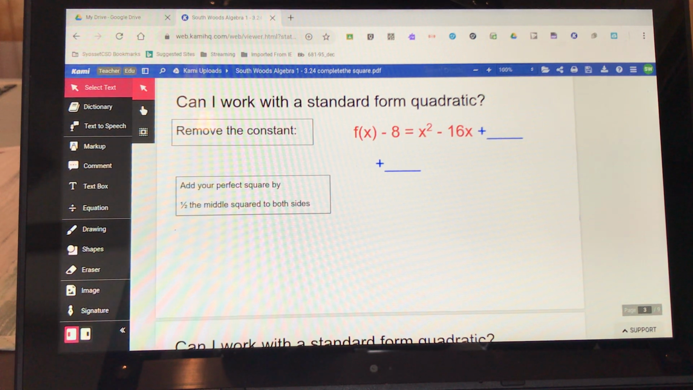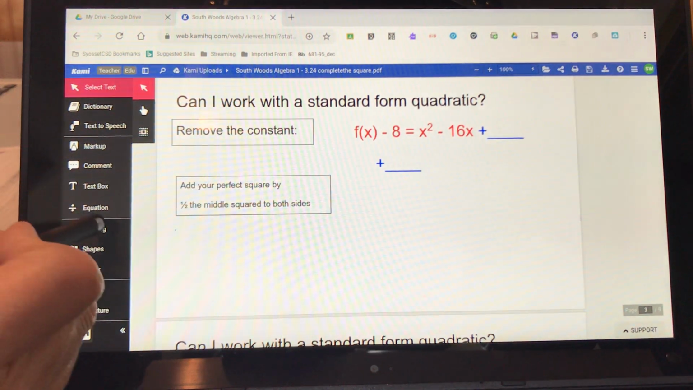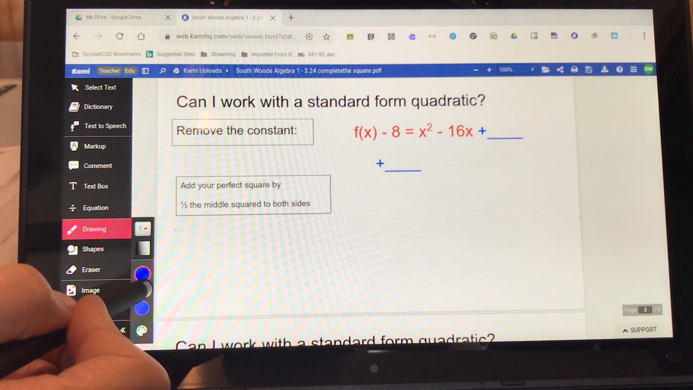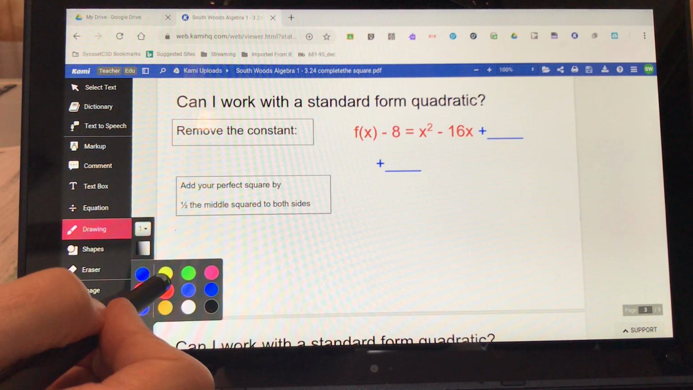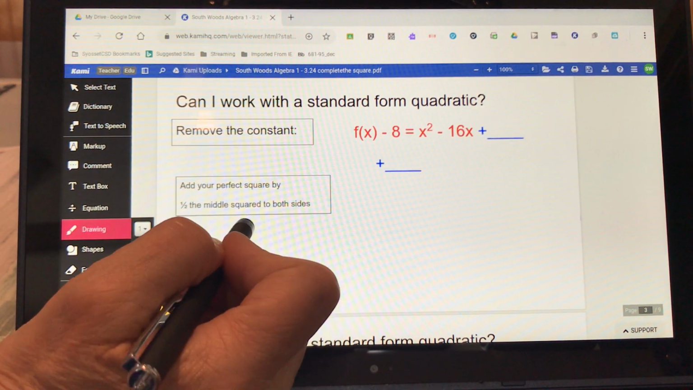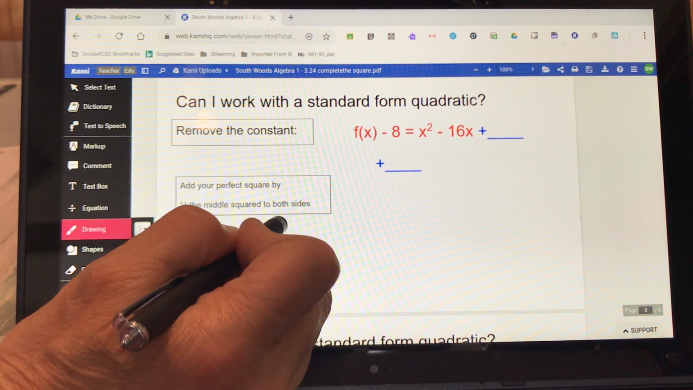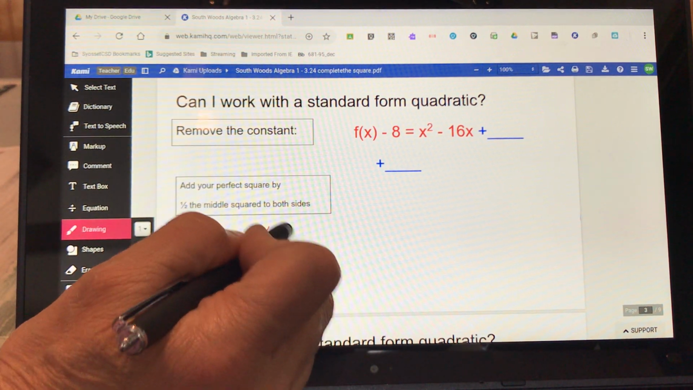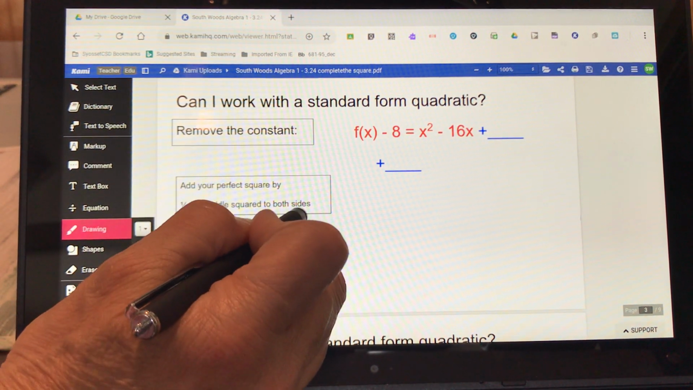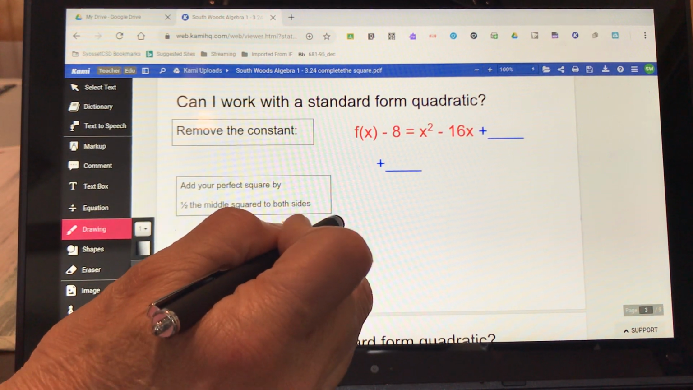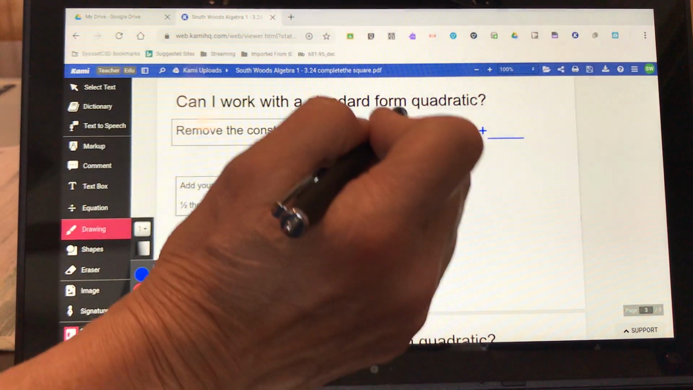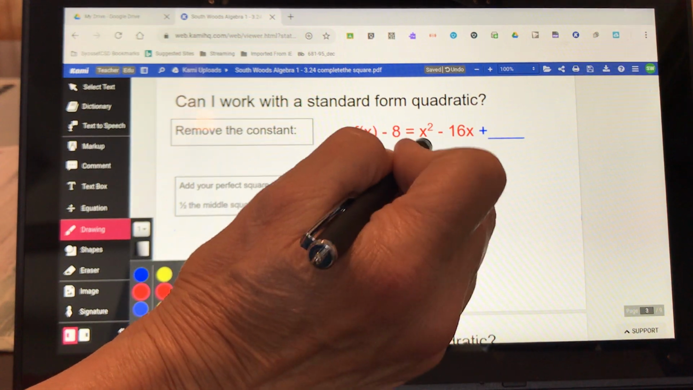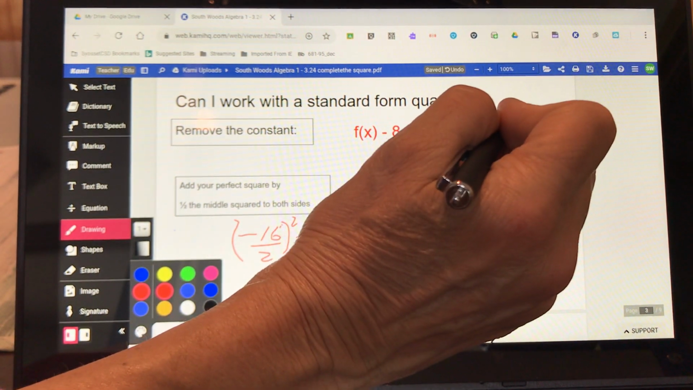So the perfect square that I would like to add to both sides is one that works well with negative 16, the middle term. And if you remember, to get the perfect square that works well with negative 16, we took half the middle term and squared it. So we'll try taking half of negative 16, which is negative 8. When we square negative 8, we get 64. So 64 is the perfect square that we'd like to add to both sides of the equal sign.